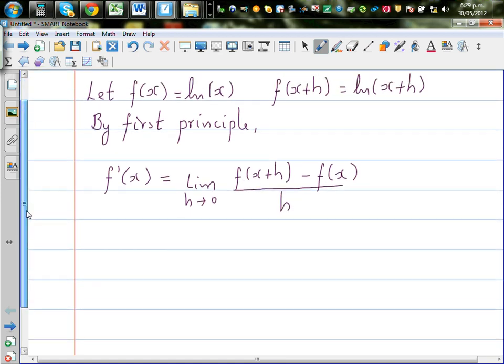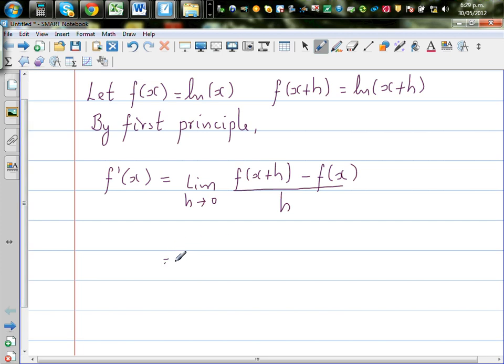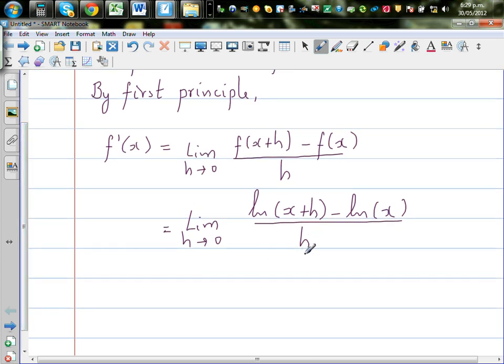Okay, so what happens? f of x plus h is natural log of x plus h. So this is equal to the limit when h approaches 0 of natural log of x plus h minus natural log of x over h. Now using the log rule, I'll factor out 1 over h like this. So 1 over h, the limit h approaches 0 of natural log of x plus h over x.